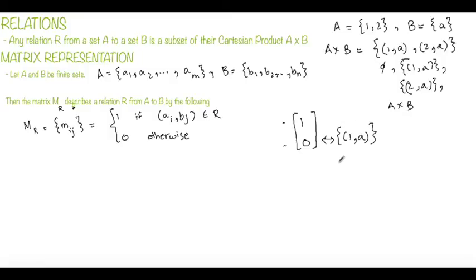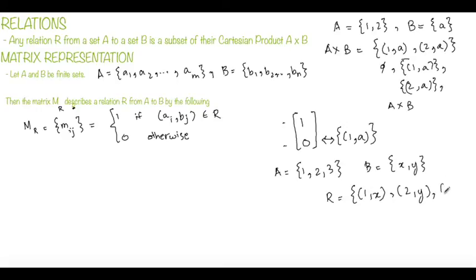Similarly, let's take a little bit more involved example, just a little bit. If we have A equal to {1, 2, 3} and B equal to {X, Y}, then we have R equal to, let's say, {(1, X), (2, Y), (3, Y)}. Now this is a subset of A cross B, right? Because each is an ordered pair, with the first element from A and the second element from B.